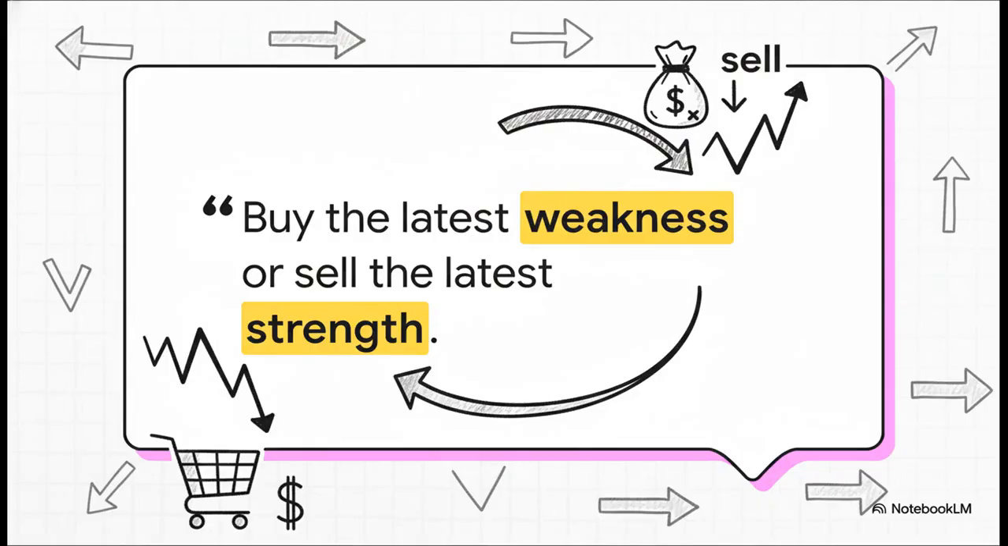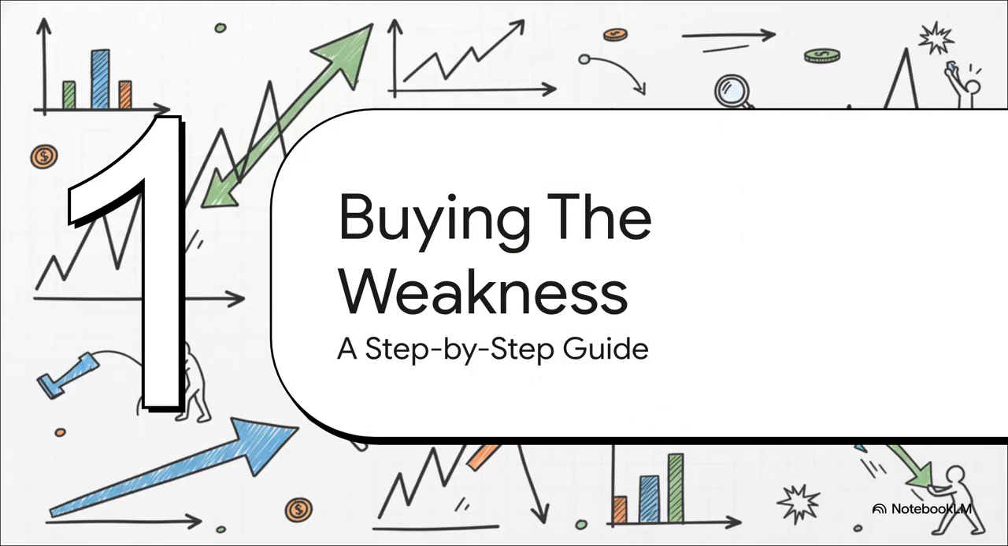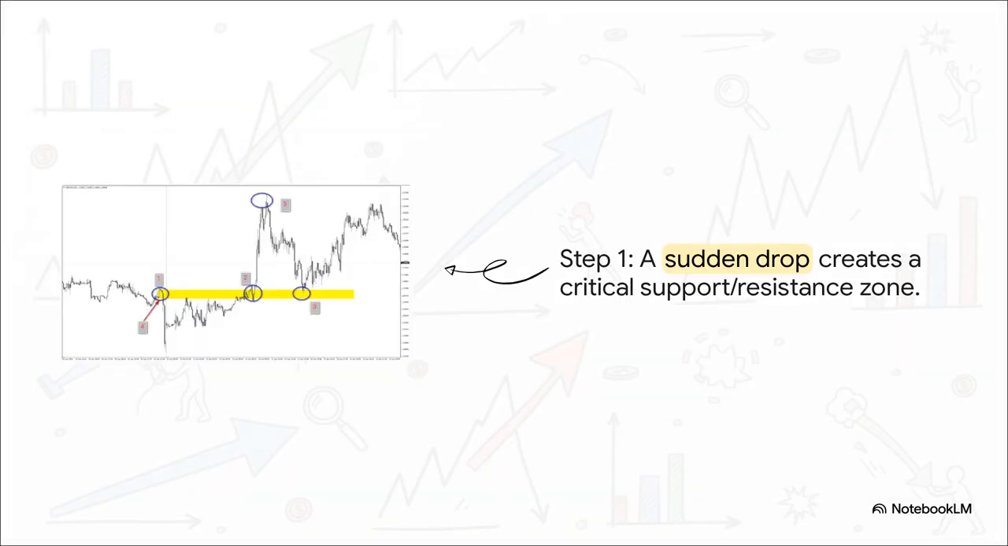And if you want to boil it all down to one simple idea, it's this: buy the latest weakness or sell the latest strength. That's it. It's a super powerful concept, and we're going to break down exactly how to apply it. Okay, let's kick things off with the first scenario: buying the latest weakness. I'm going to walk you through this with a real chart example, step by step, so you can see exactly how it plays out. All right, so take a look at this chart.